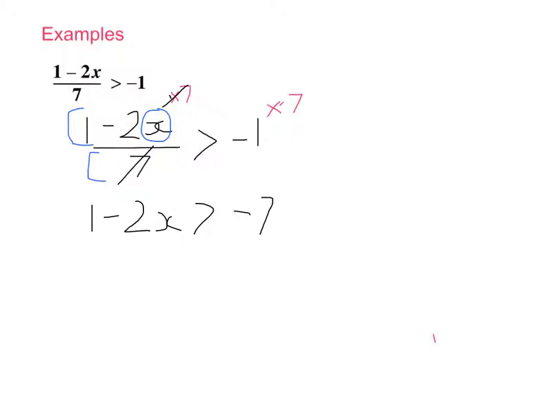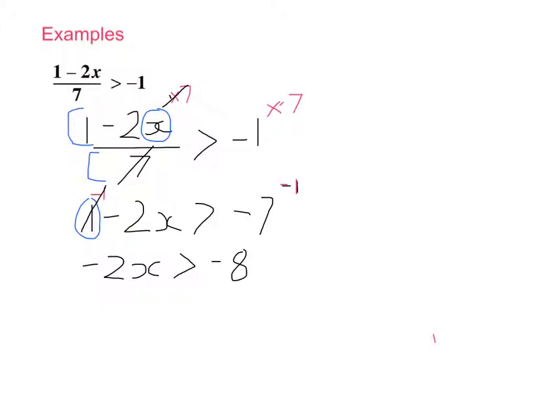Next thing we have to do is get this 1 away, because this 1 is in the way of our x. 1 is currently a positive number, so we have to subtract 1 from each side. I'll write that in red pen so that's a little bit clearer. Subtract 1 from here, subtract 1 from there. 1 minus 1 cancel each other out. So it becomes minus 2x is greater than minus 7 minus 1, which becomes minus 8. Now we have minus 2x is greater than minus 8.